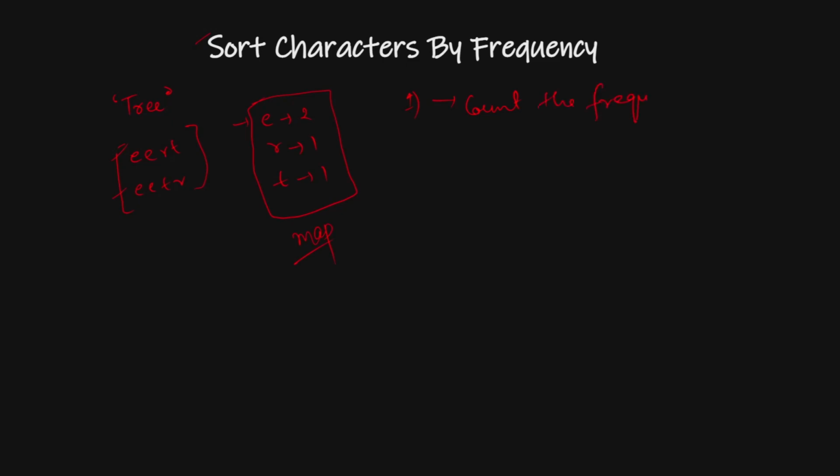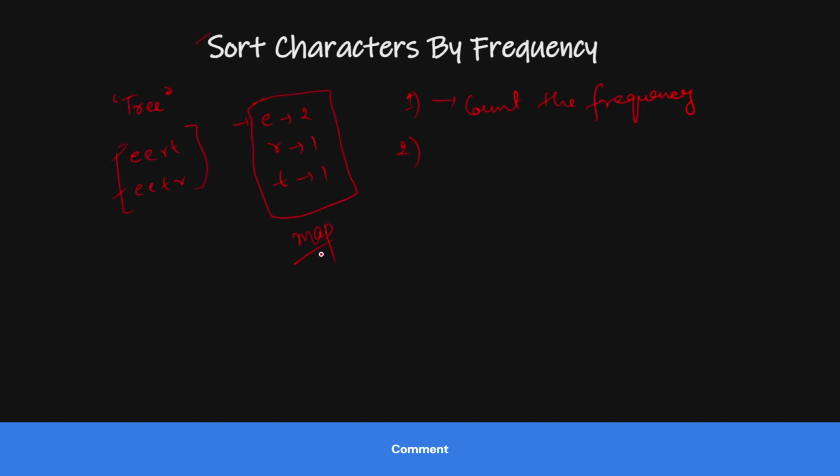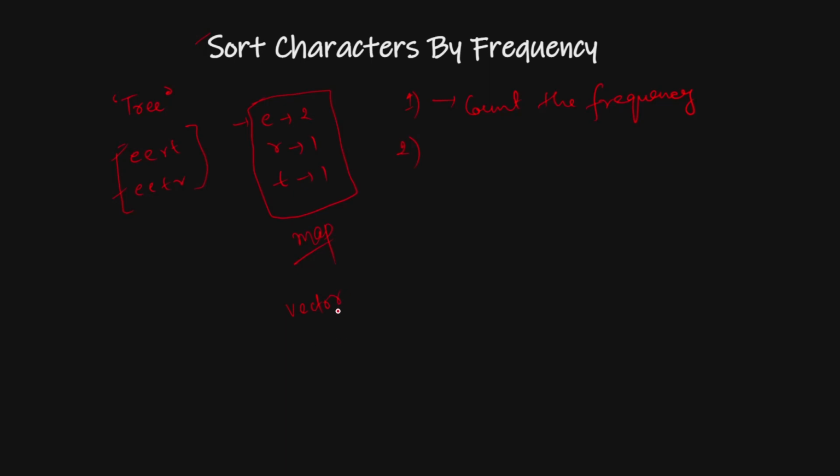So once we count the frequency, what is my second thing? My second intuition: in my unordered map or my map, it is sorted according to keys, but here I have to sort it according to values. So how do I sort it according to value? I can use a vector and then apply sorting here. Or I can use a priority queue, which will sort this. So I can do either of the things.